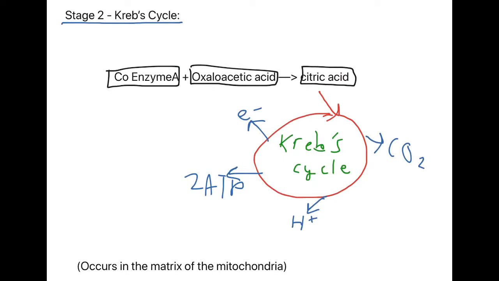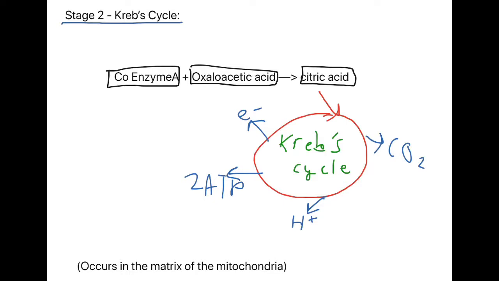So, moving forward, if we look at stage 2, this is now called the Krebs cycle. So, that acetyl coenzyme A, plus oxaloacetic acid forms citric acid. Now, what citric acid does is it gets into that Krebs cycle, and in the Krebs cycle carbon dioxide is released, you get another 2 molecules of ATP released, but now what you also get is protons, or H+, and electrons are also released, and this occurs in the matrix of the mitochondria.